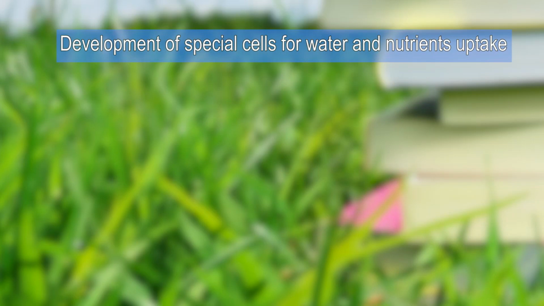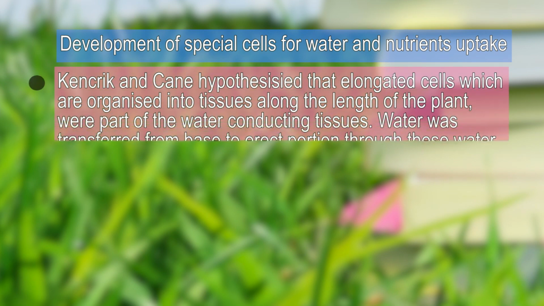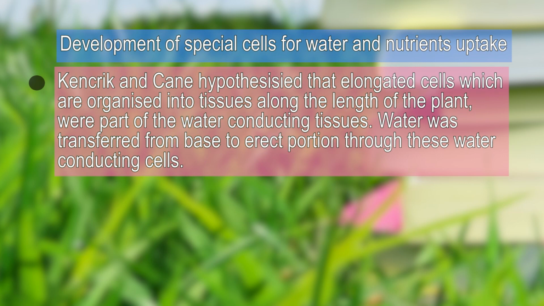The first thing which we will be talking about is the development of special cells for water and nutrient uptake. According to two scientists, Kendrick and Crane, the elongated cells which are organized along the length of the plants were the water conducting tissues, and these cells slowly were organized into a particular tissue. The water was transferred from the base to the erect habit with the help of these water conducting cells.